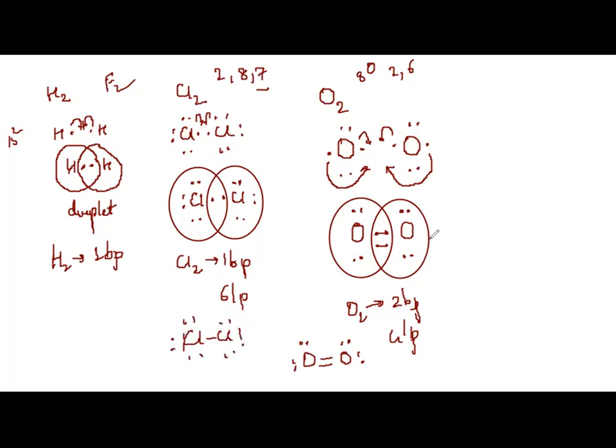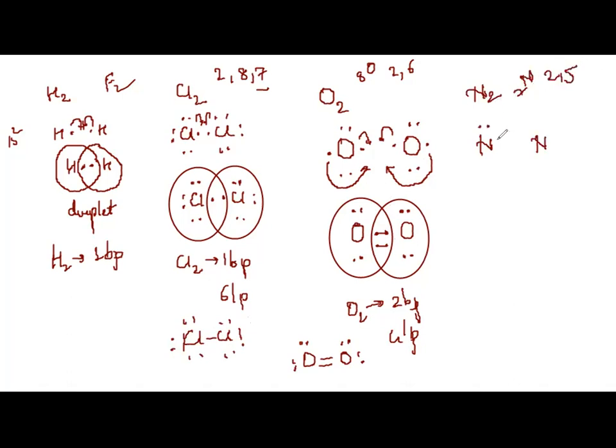I will represent it like this. Understood? So there will be 2 bond pairs between the oxygen atoms. Consider the N2 molecule, nitrogen, nitrogen. The atomic number of nitrogen is 7, so its configuration is 2, 5.